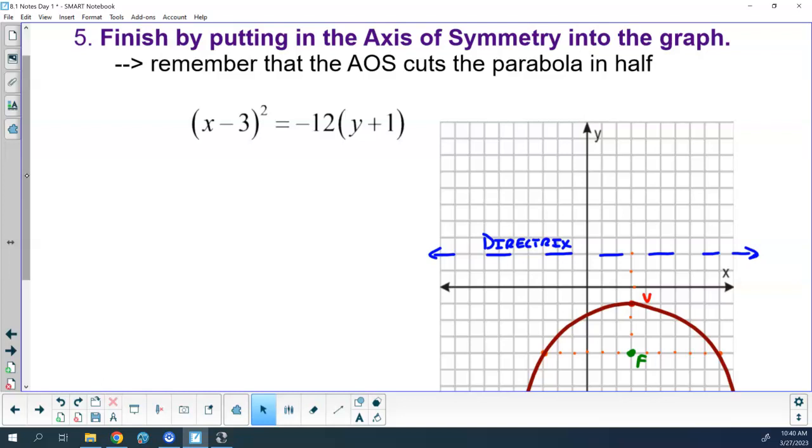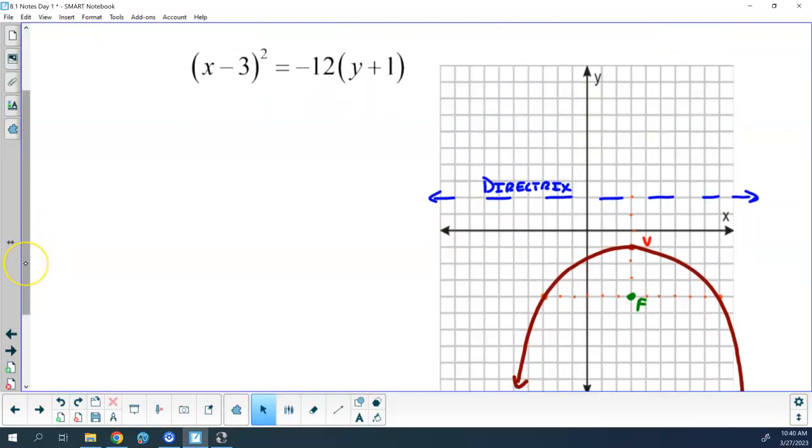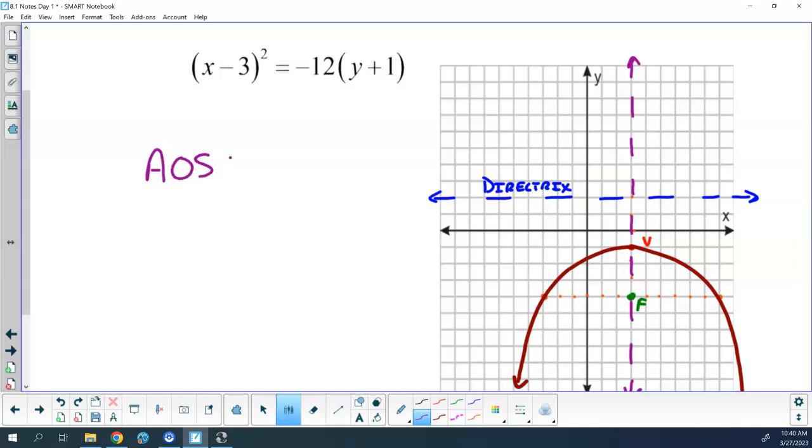Okay? The axis of symmetry is the line that connects the vertex and the focus. One of your two lines, parabolas have two lines. One of them is going to be horizontal, either the directrix or the axis of symmetry, and the other one's going to be opposite. Okay? So the AOS here would be the line x equals 3.